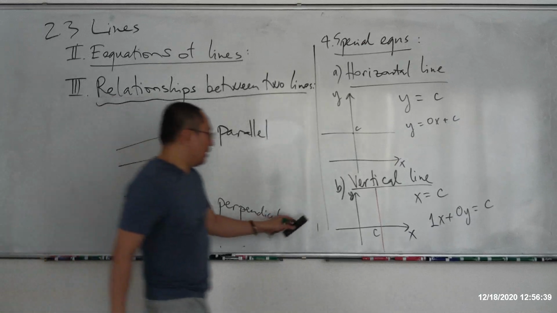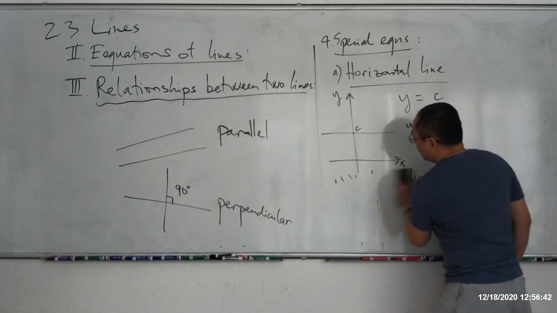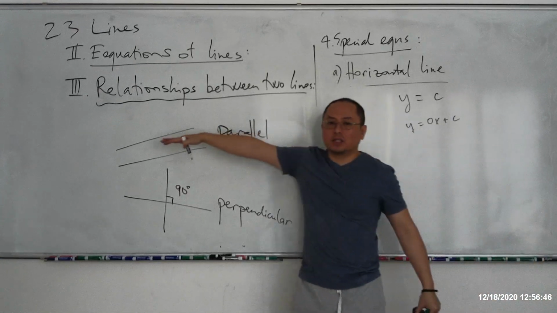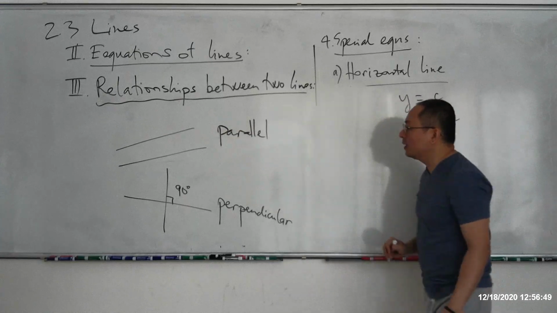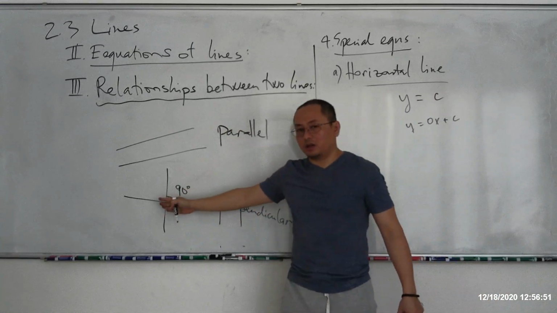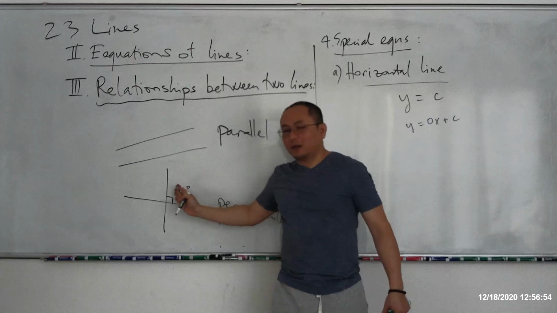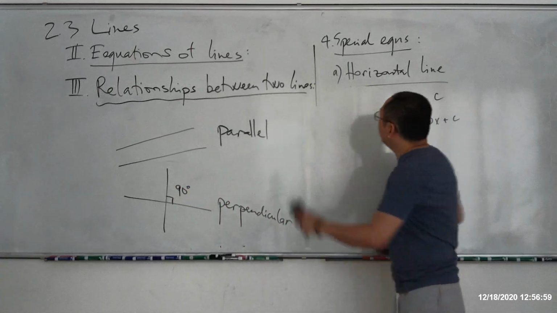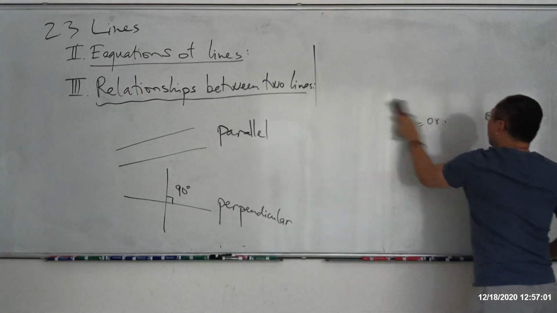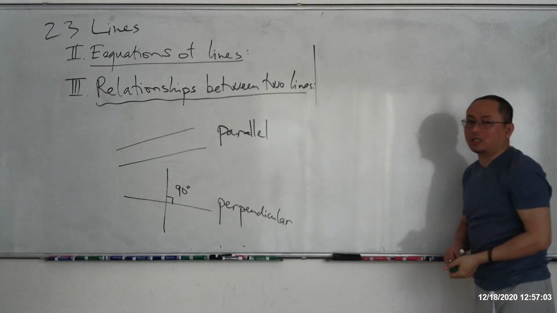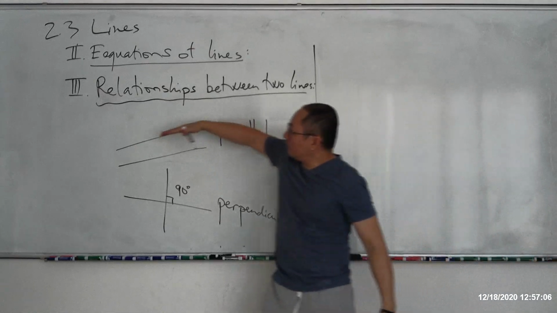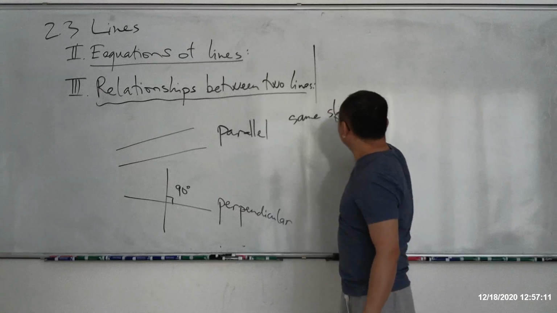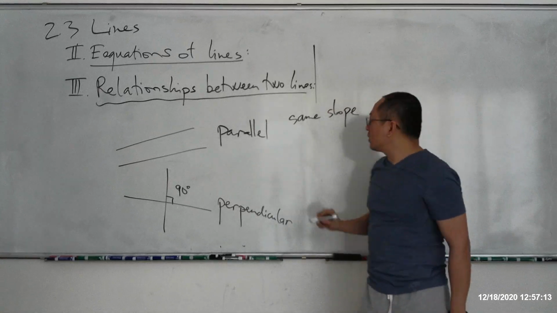So the thing that we are learning today about the relationship between two lines is 2 special cases. If the two lines never intersect each other, we say the two lines are parallel. If the two lines intersect each other, and moreover, make a 90-degree angle, a right angle, then we say the two lines are perpendicular. Okay. And how do we know if the two lines are parallel? The two lines are parallel if they have the same steepness, right? So same slope. You look at the slope and you can tell.